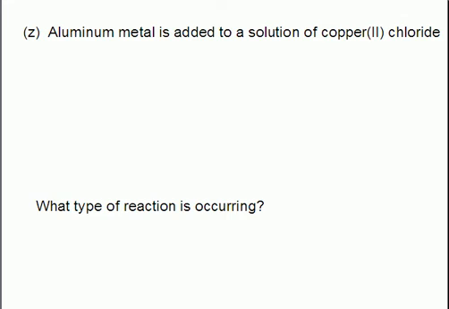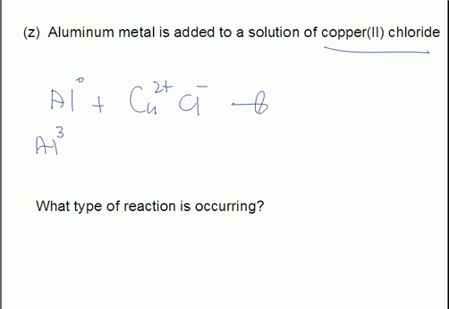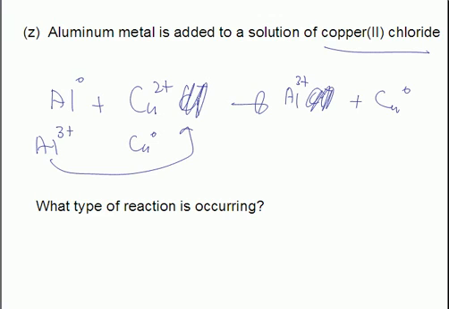Aluminum metal is added to a solution of copper(II) chloride. It's a very common reaction here. Aluminum metal, solution of copper(II) chloride, separated in solution. Okay, aluminum is going to have to go up in charge. It's going to go to 3+. Copper is going to go down. Aluminum is going to hook up with chloride. Al3+, Cl-. It's going to kick out copper, chloride, balanced charge.